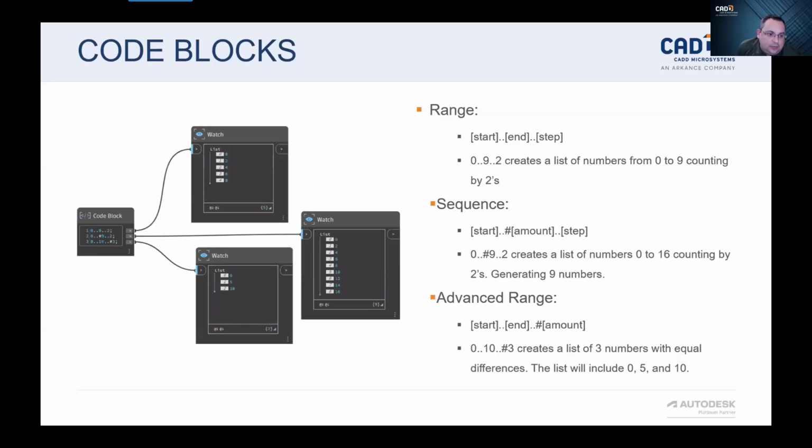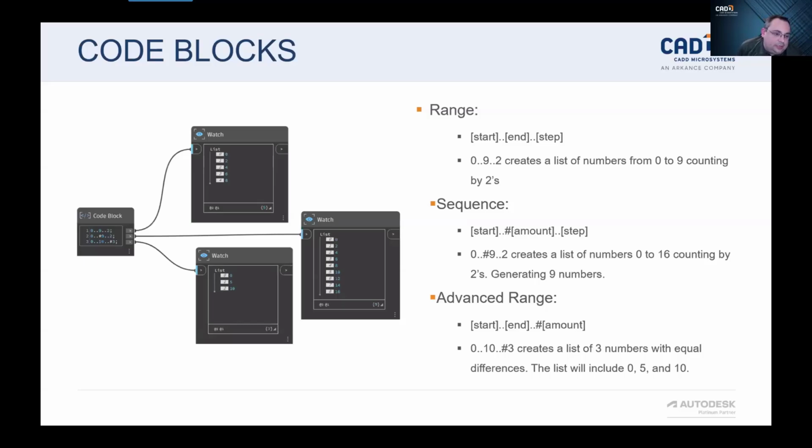So in the case of this, you'd get 0, 2, 4, 6, and 8. In a sequence, you're specifying where you're starting, 0, how many you want. You want 9, and you're counting by 2. So you would get 0 to 16.